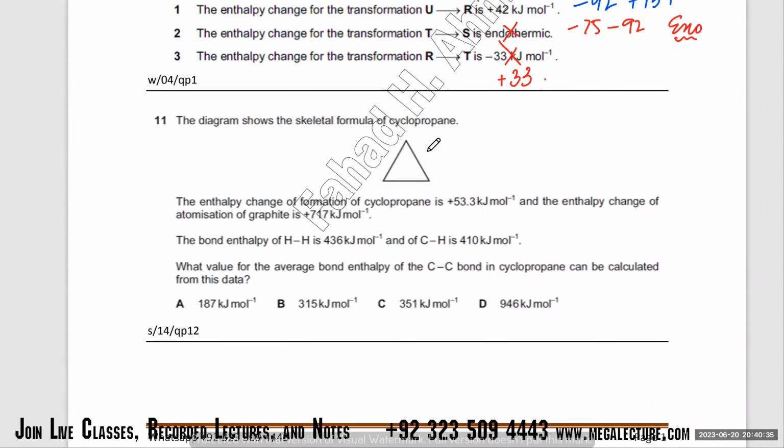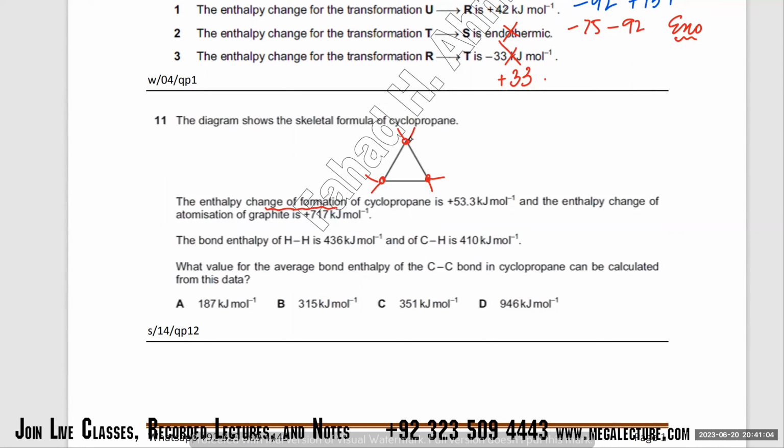You already know what skeletal formulas are. This is cyclopropane. He says that the enthalpy change of formation of cyclopropane is 53.3. That's the first thing. Well, what is cyclopropane? It's C3H6. This carbon will have two hydrogens bonded to it, this carbon will also have two hydrogens bonded to it, and this carbon is also going to have two hydrogens bonded to it.